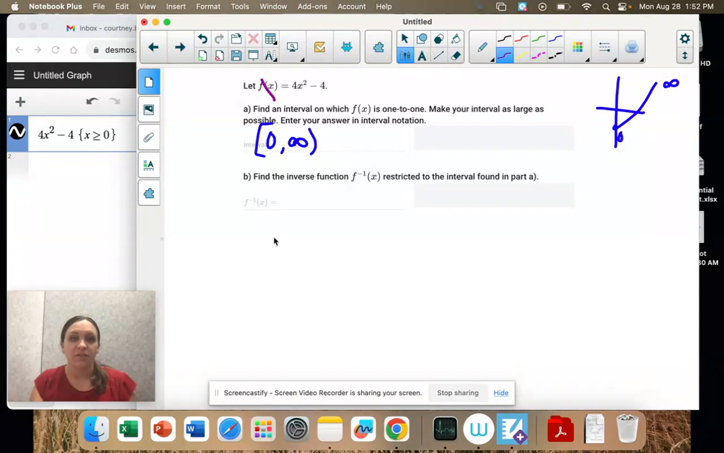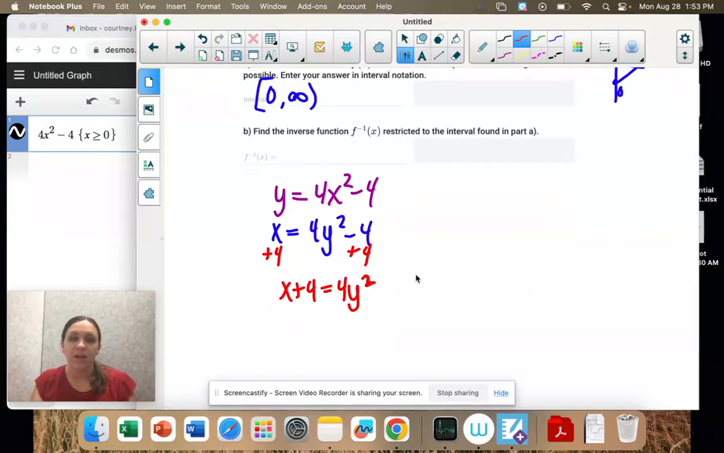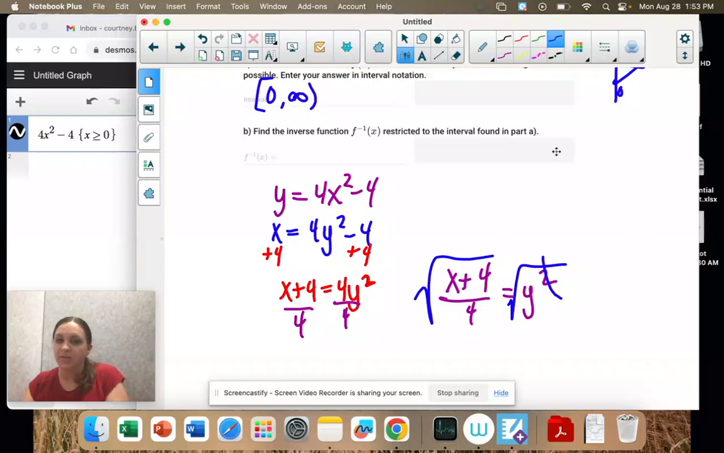Then we want to find the inverse. So I'm going to replace f of x with y, switch x and y, and then solve for y. So add 4, and then I'm going to divide by 4, but before I take the square root. Okay, you want to get y squared by itself before you take the square root. Now I'm going to take the square root, and that's my inverse.